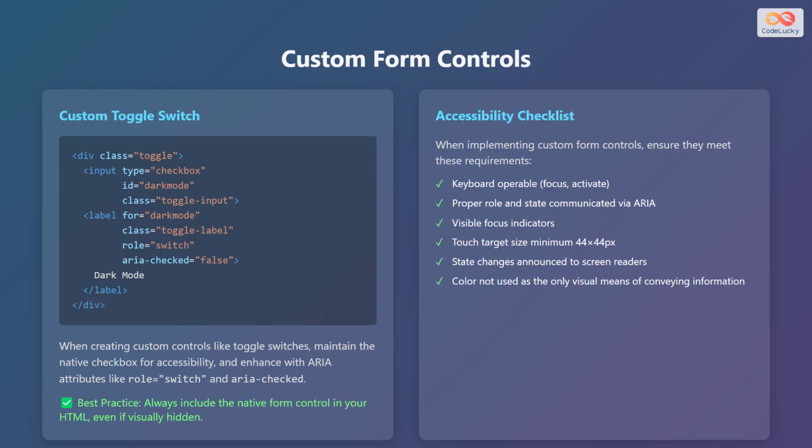When implementing custom form controls, ensure they meet these requirements. Keyboard operable, meaning focus and activate, proper role and state communicated via ARIA, visible focus indicators, touch target size minimum of 44 by 44 pixels, state changes announced to screen readers, color not used as the only visual means of conveying information.